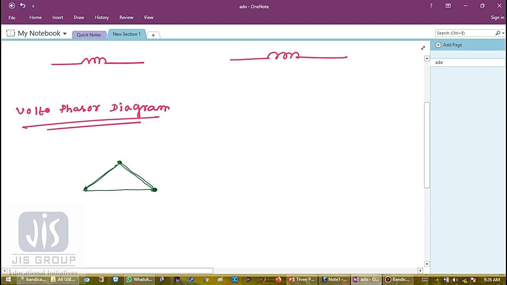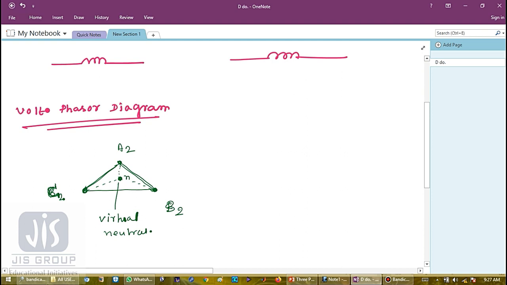Equilateral triangle. So this is A2, this is B2, and this is my C2, and this is my equivalent star of the delta. So A1, B1, C1 is basically forming the virtual neutral position for delta. Virtual neutral. Okay.